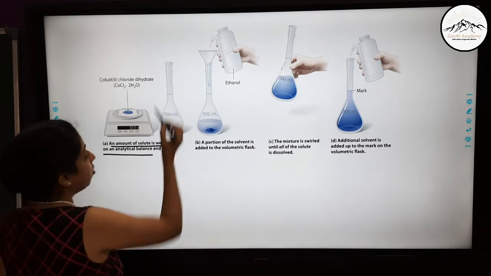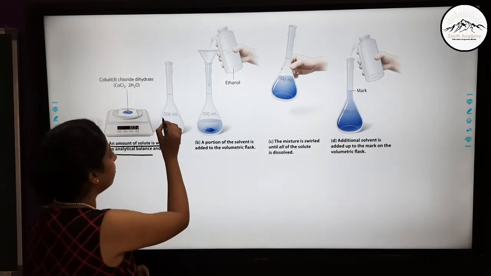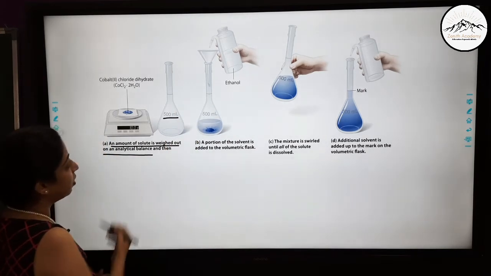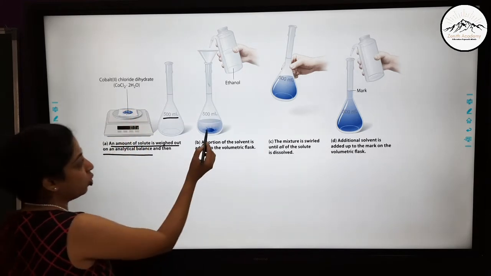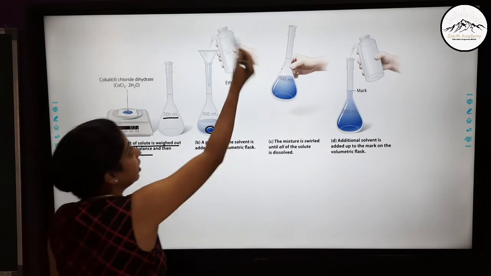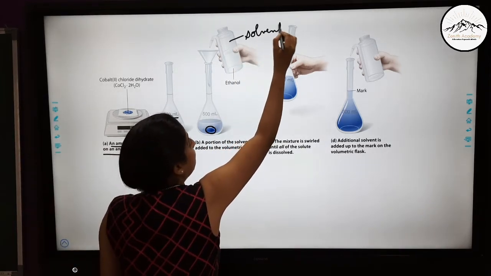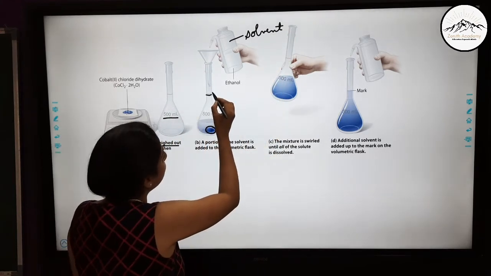Now suppose we have to make a solution of 500 ml. So we will take a standard measuring flask of 500 ml. We will add the weighed amount of solute to it, and then we'll keep on adding the solvent till it reaches the 500 mark.